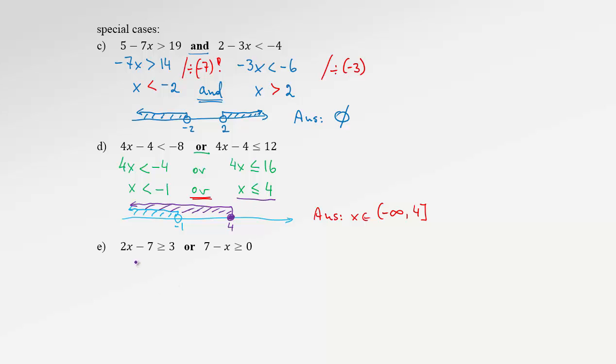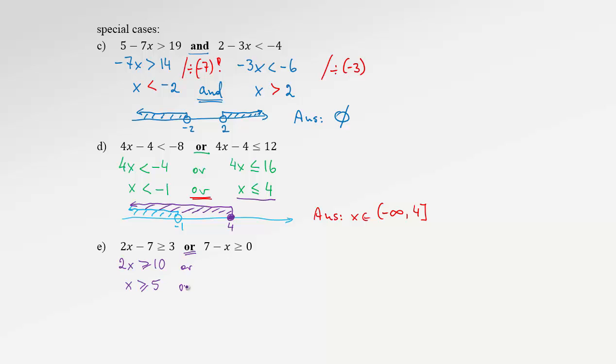And the last example, again the connecting word is or. Let's solve the first inequality. Add 7 to both sides. We have 3 plus 7, which is 10. And then divide by 2, x becomes bigger equal 5.